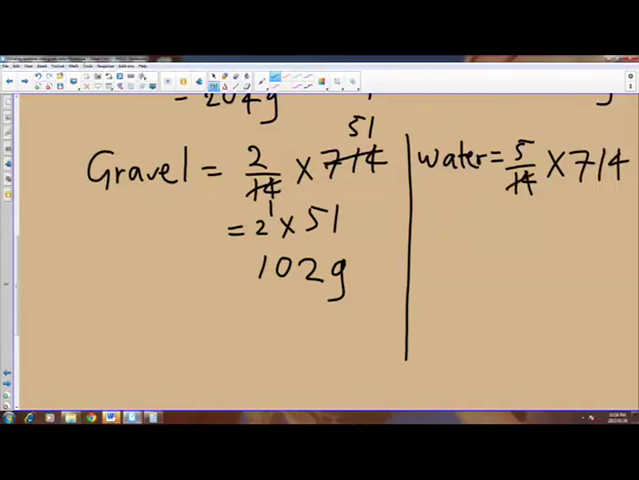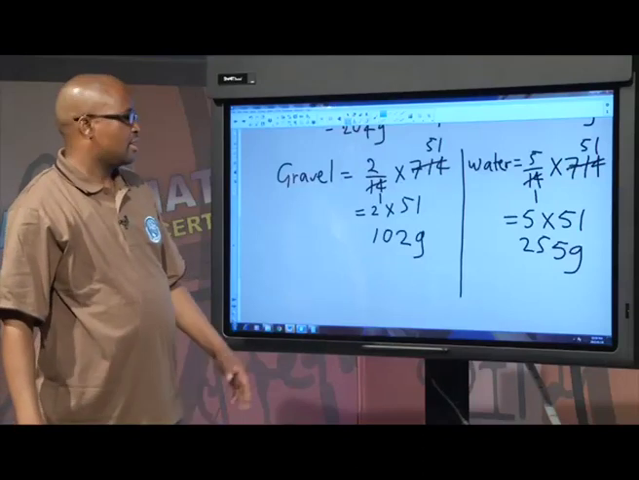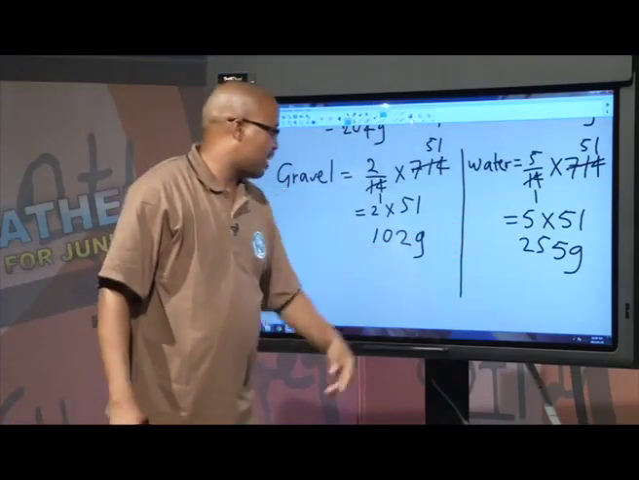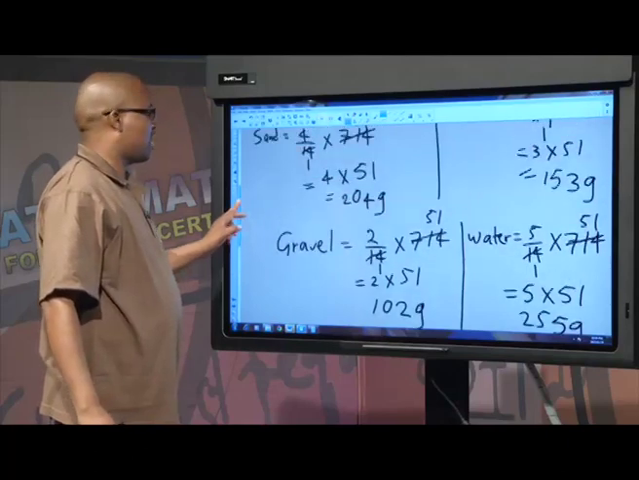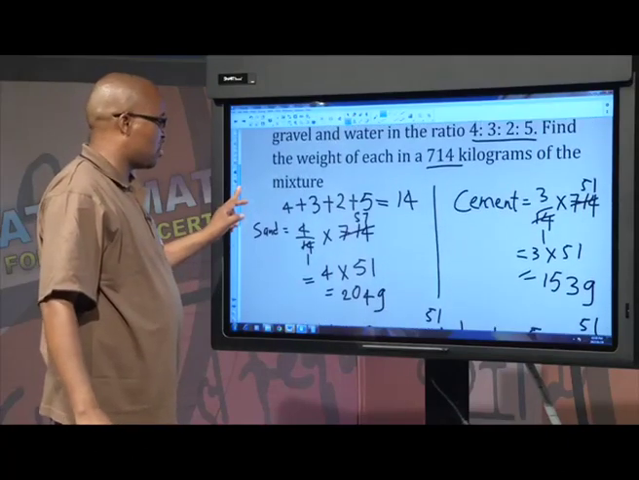14 into 714 is 51. And then we are simply saying this is 5 times 51. 5 times 1 is 5. 5 times 5 is 25. Meaning the weight of water in this mixture is 255 grams. This is how you work out questions involving more than two ratios. We managed to work this.